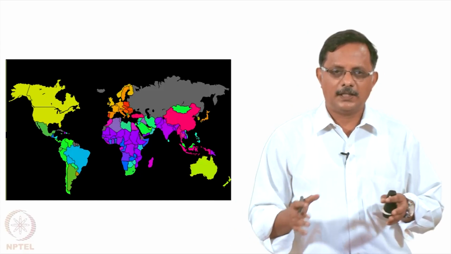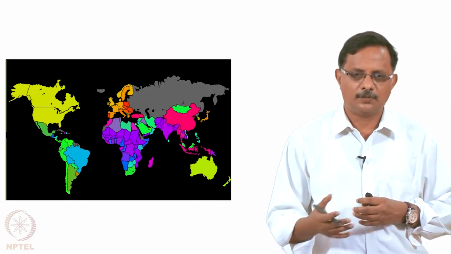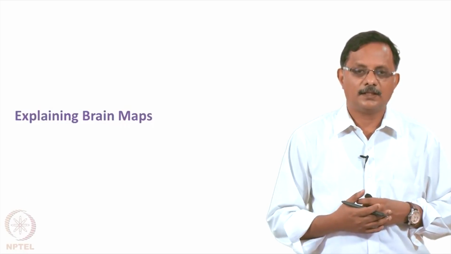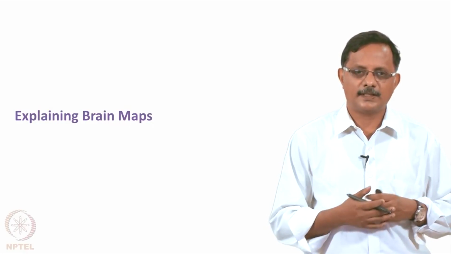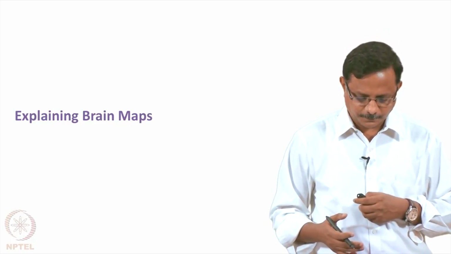So, you can apply the maps to organizing information in the real world, in the artificial domain, in many ways. Now let us look at how you can use the same kind of map algorithms to explain maps in the brain.